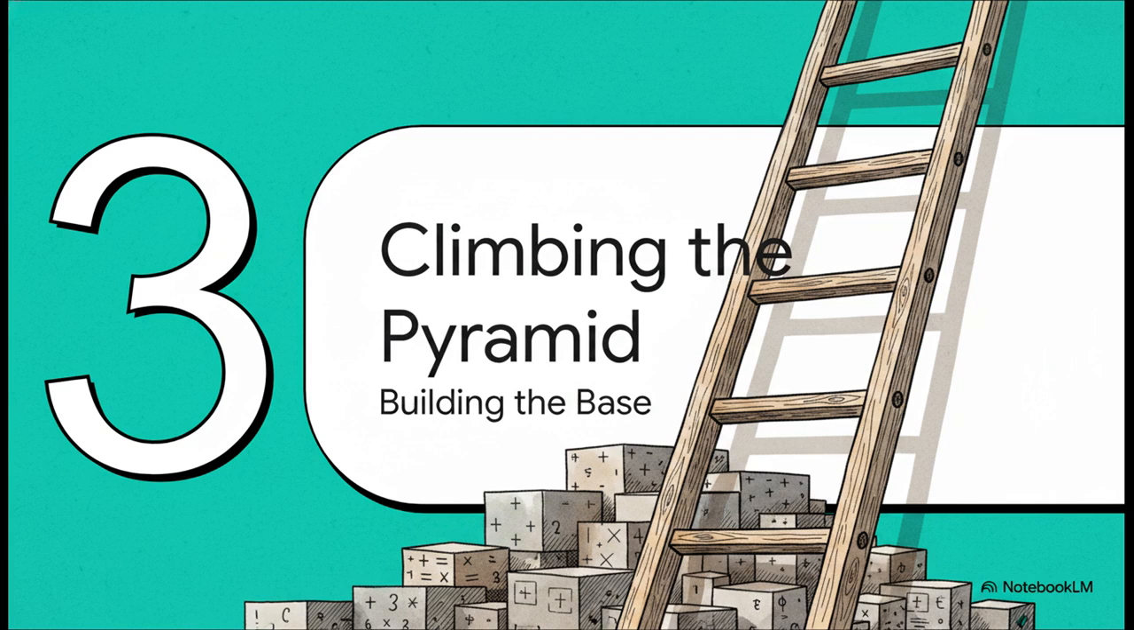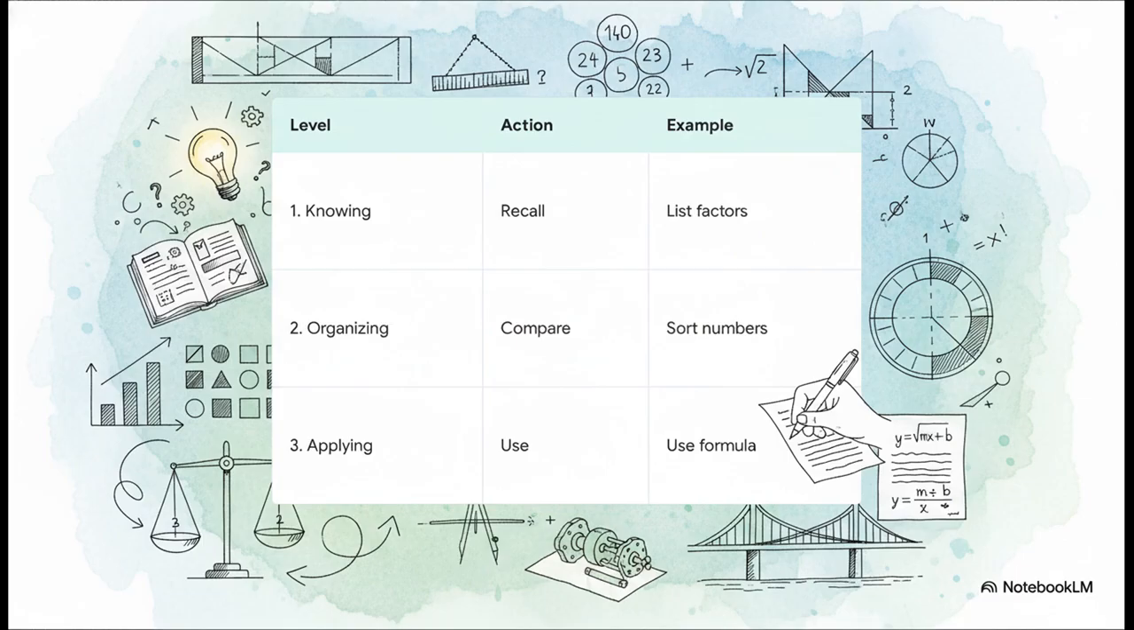Section 3, climbing the cognitive pyramid, building the base. We're going to use a laddering metaphor to start our literal ascent up the cognitive pyramid, beginning with those vital foundational levels. Let's look at the first 3. We start at level 1, knowing. This is all about clarifying and recalling information. You might use an example stem like list all factors of 24. Moving up to level 2, we have organizing.